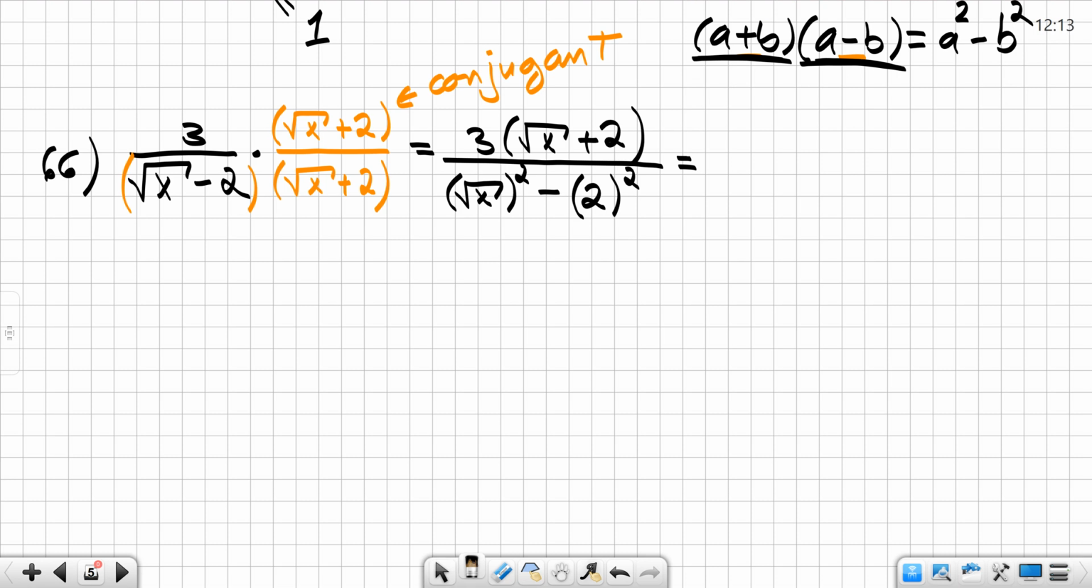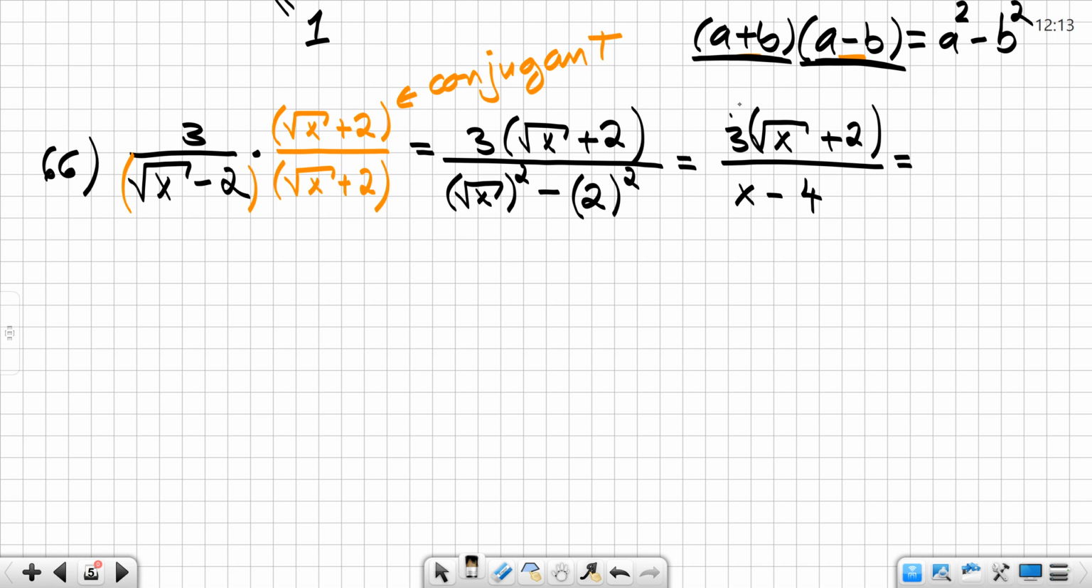Now I'll see what I get. I have 3 times the square root of x plus 2 divided by the square root of x squared. That's just x minus 4. Now I see that there is no factor on the top and on the bottom that they have in common.